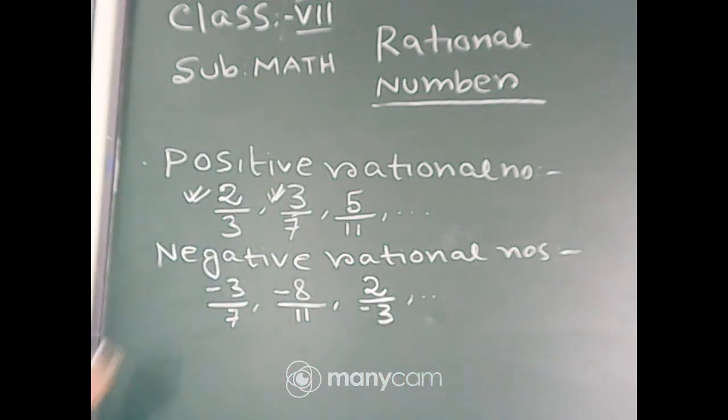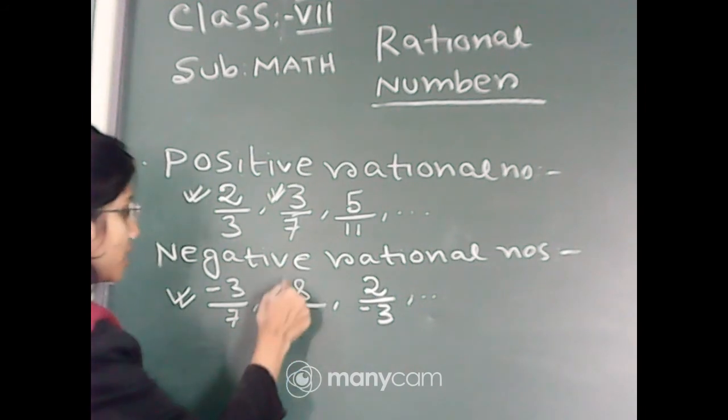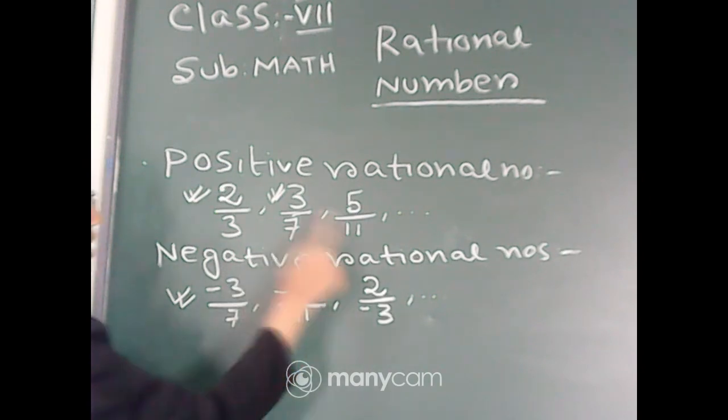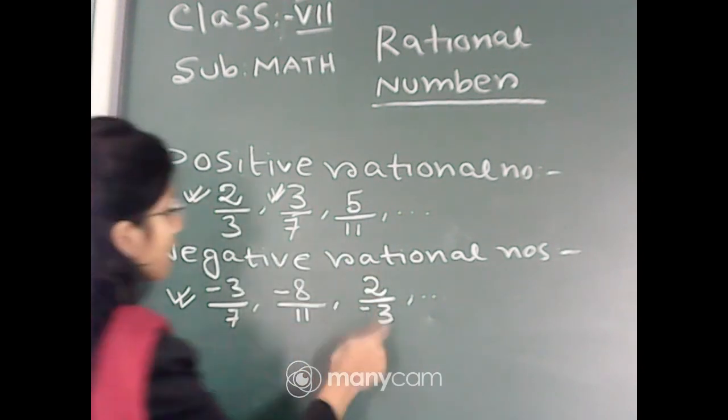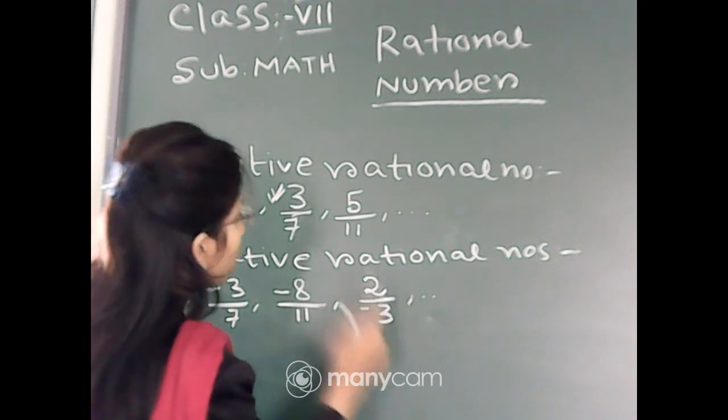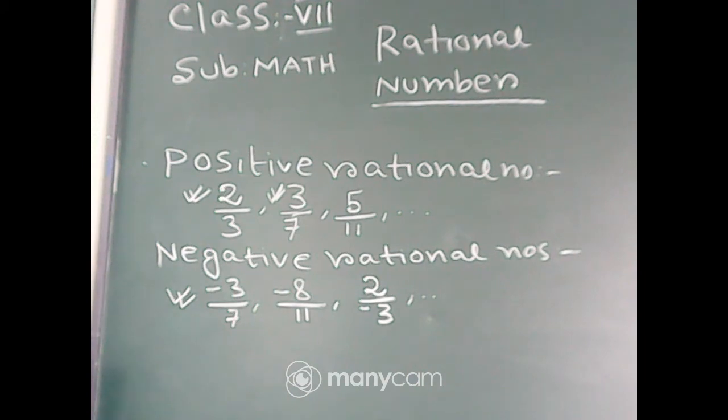First, observe these rational numbers. Here the numerator is negative and the denominator is positive, so this is a negative rational number. In this case, the numerator is also negative and the denominator is positive, so this is also a negative rational number. And here the numerator is positive and the denominator is negative, so this is also a negative rational number. Yes, negative rational numbers are minus 5 divided by 7, minus 3 divided by 8.